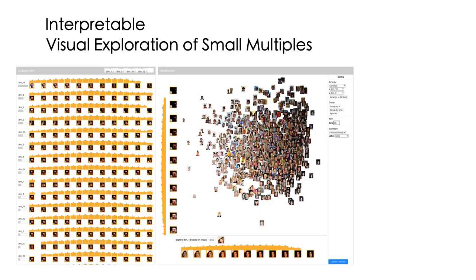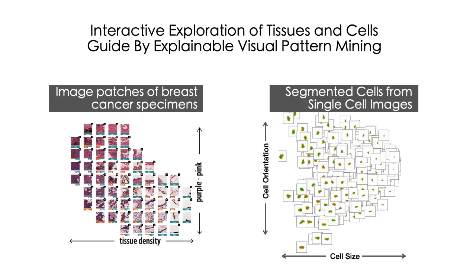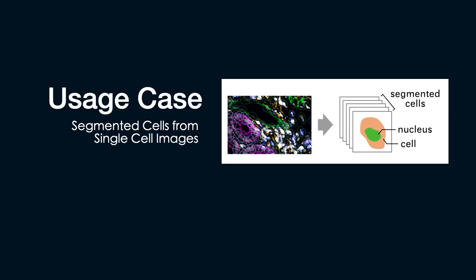We further developed an interactive visualization tool to support the visual exploration with those explainable latent vectors. This tool allows us to arrange, group, and summarize items using those latent vectors that are explainable. In this poster, we report how we apply this visualization tool to the analysis of tissues and cells through two use cases. In the first use case, each item is a cell that is segmented from the single-cell images.